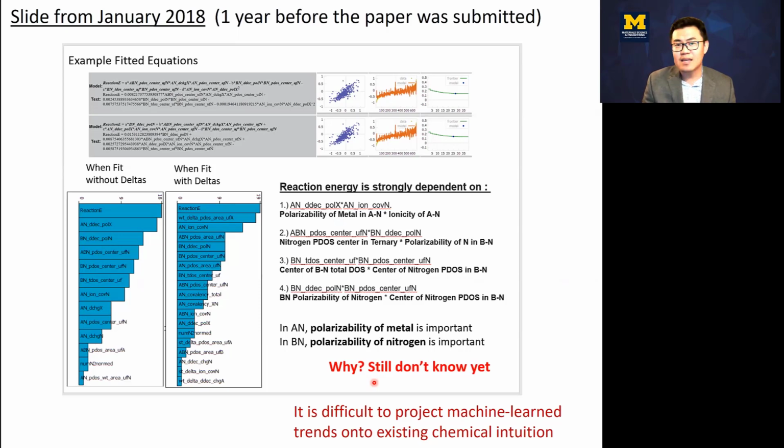So I think in chemistry, it's also very difficult to project machine-learned trends onto existing chemical intuition, because the computer doesn't know any intuition. It's just going to give you knowledge in the way that it represents it. If you gave a computer perfect information about a quantum mechanical system, could it back out the Schrödinger equation? I don't think so. So if you really want it to project onto our existing chemical intuition, you have to give it features reminiscent of our intuition.